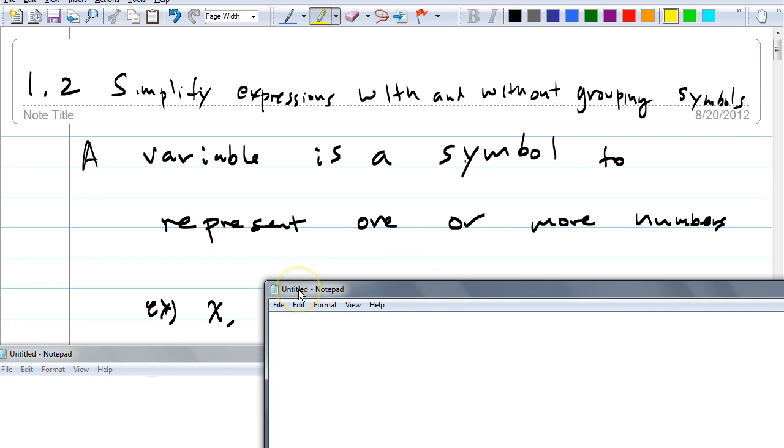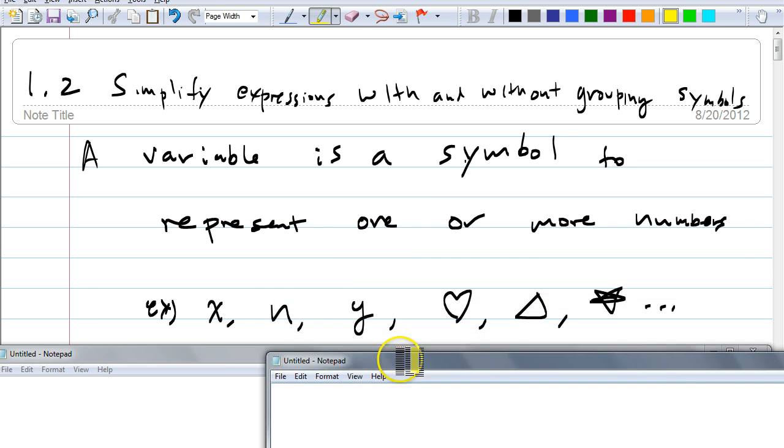Does it have to be a letter of the alphabet? No, it's a symbol, isn't it? So actually, you could use any symbols you like, like heart, star, triangle, and so forth. It's nothing more than a variable to represent one or more numbers. Oops, it's frozen. Sorry. Okay, go ahead and write it down. I'll wait.